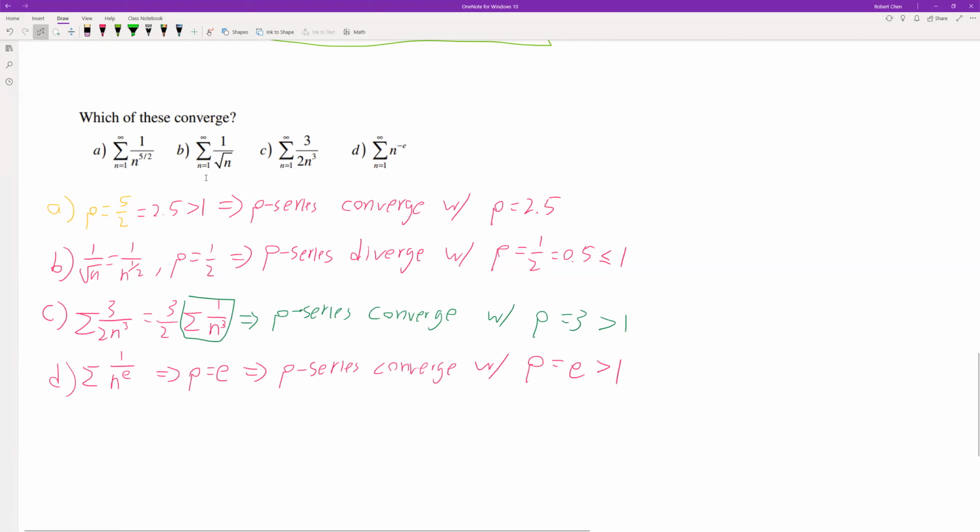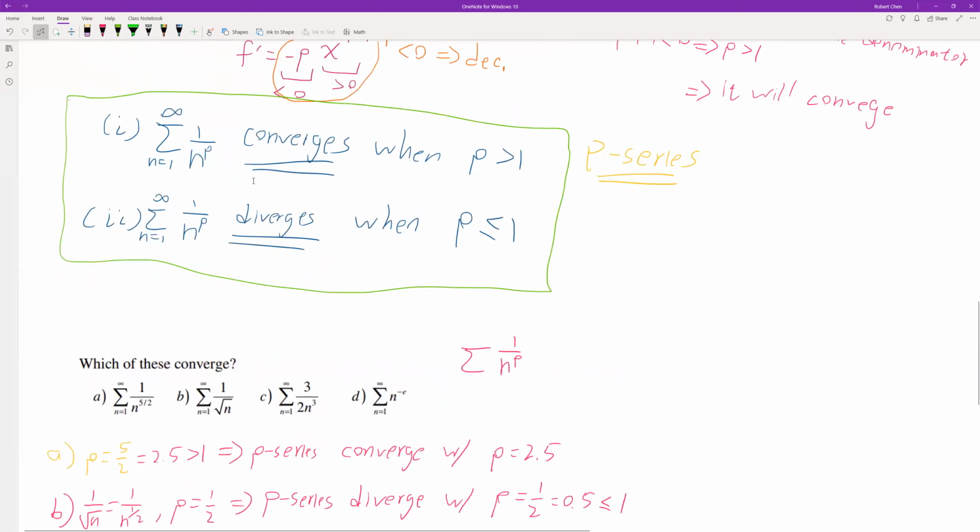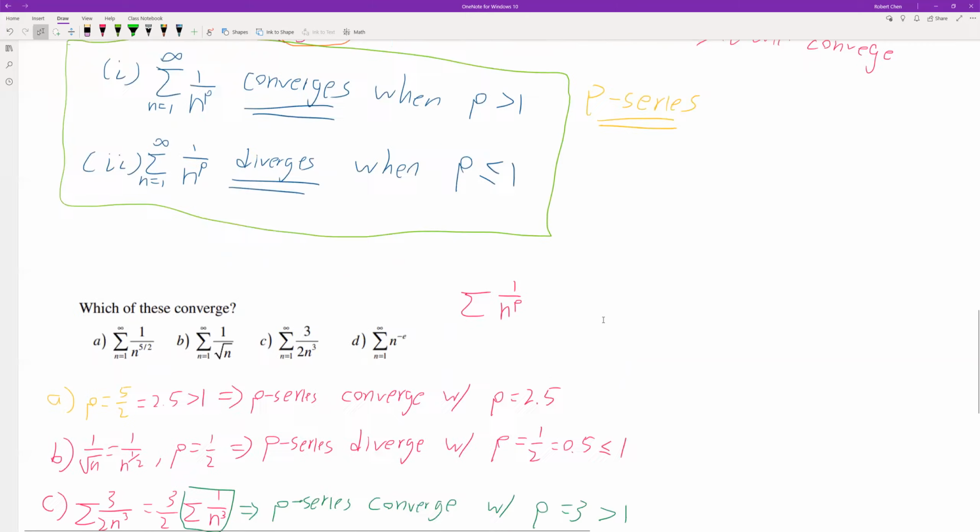Right, so you can see that if you have any infinite series in the form of 1 over n to the power of p, we can easily determine whether the series is going to converge or diverge by identifying the value of p. Following these two rules, right? Converge when p is greater than 1 and diverge when p is less than or equal to 1.